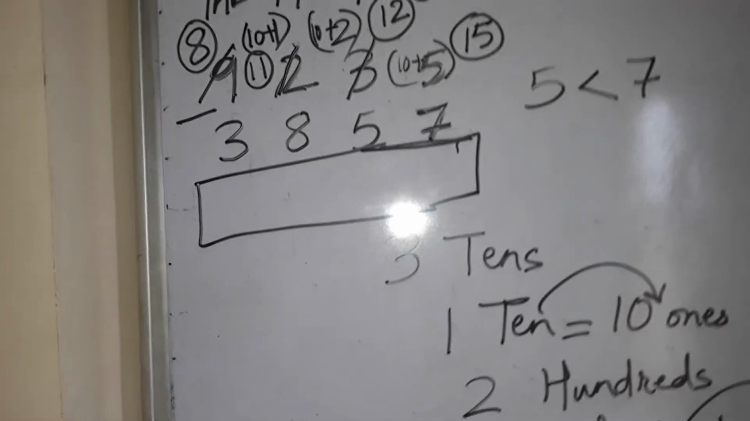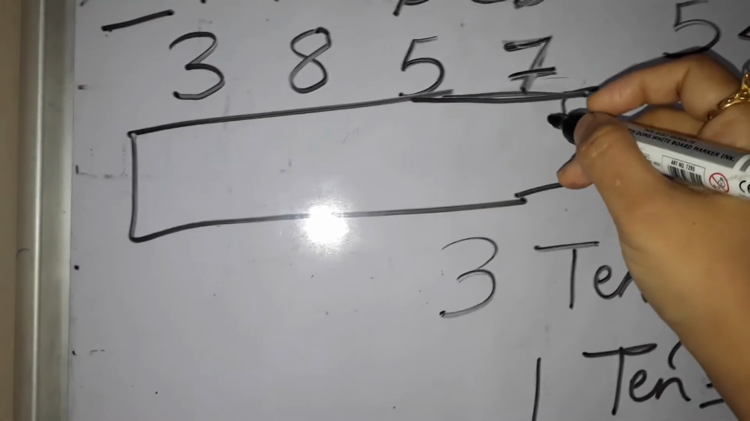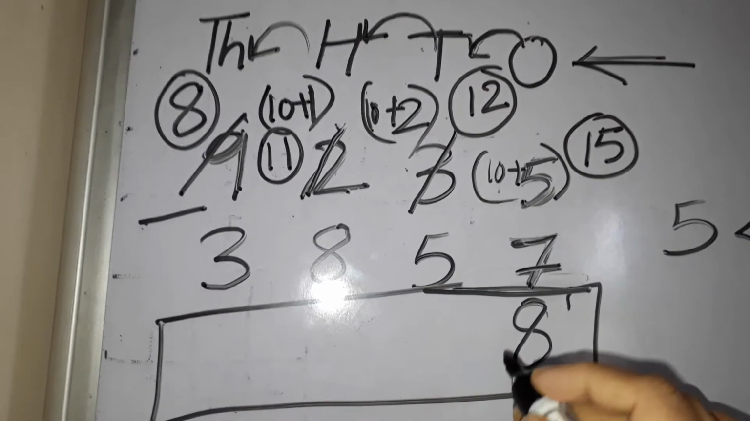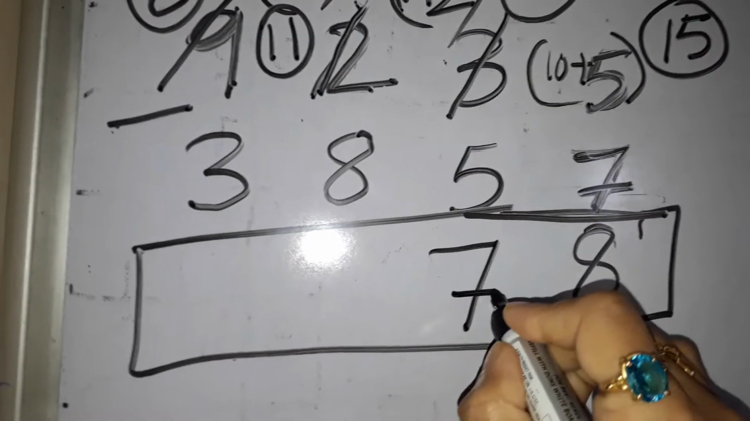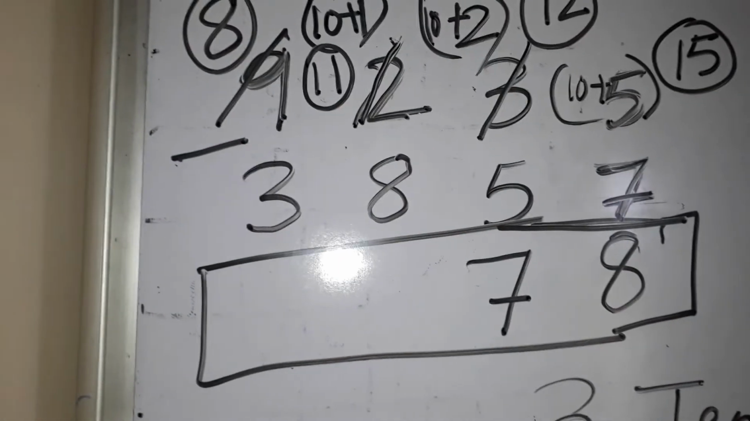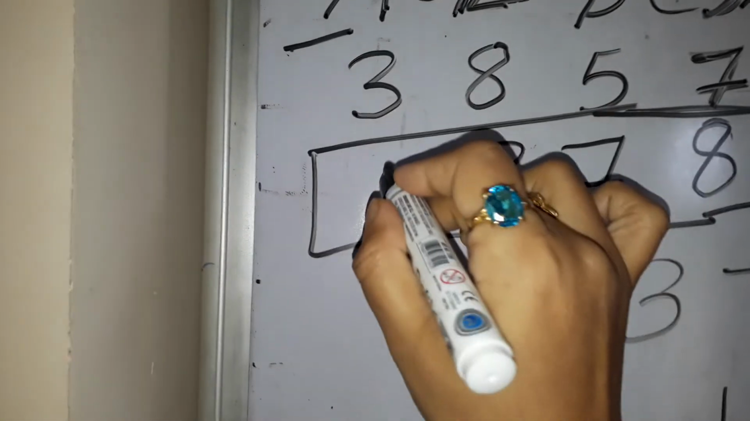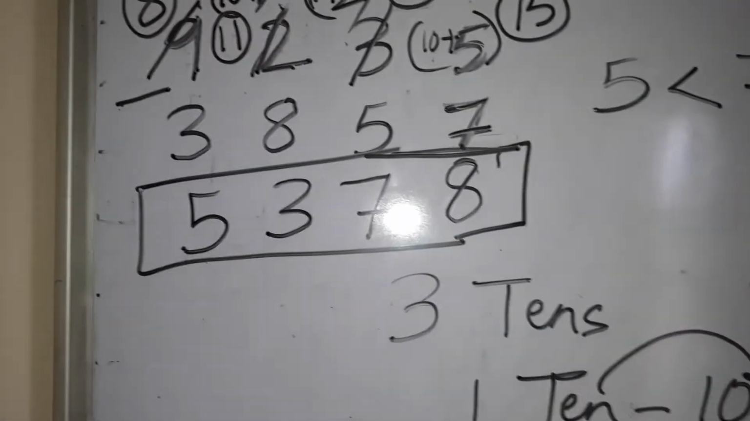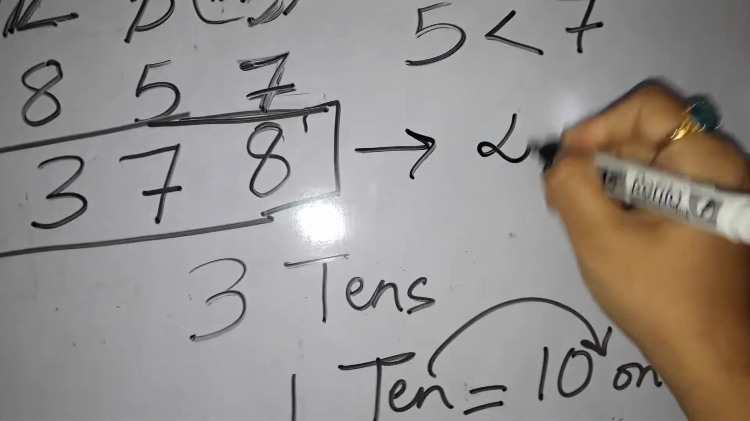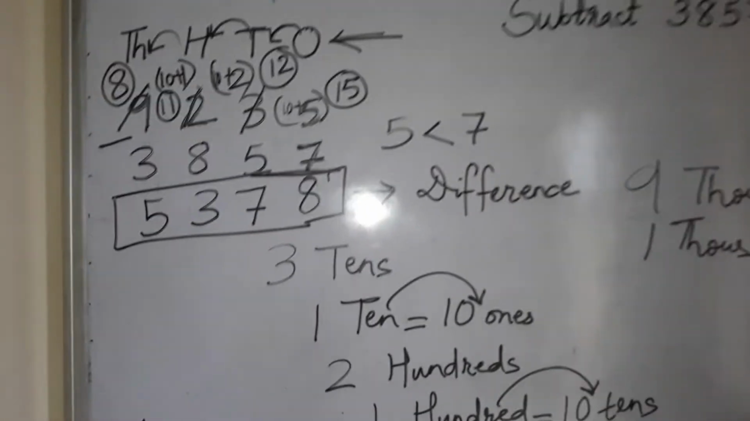Now, it is very easy for us to subtract. We can subtract 7 from 15. 15 minus 7 is 8. We can subtract 5 from 12 very easily. 12 minus 5 is 7. We can subtract 8 from 11. 11 minus 8 is 3. We can subtract 3 from 8 easily. 8 minus 3 is 5. So the answer is 5378. This is my difference, the answer that we get after subtracting the smaller number from the bigger number.